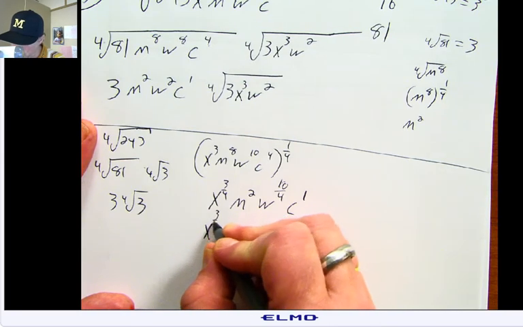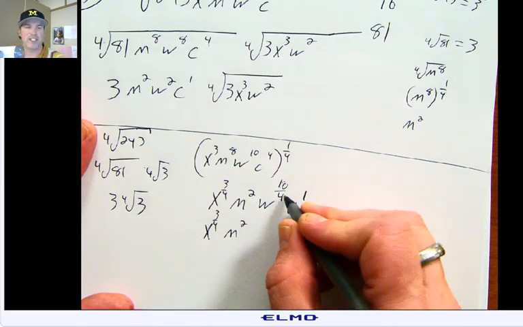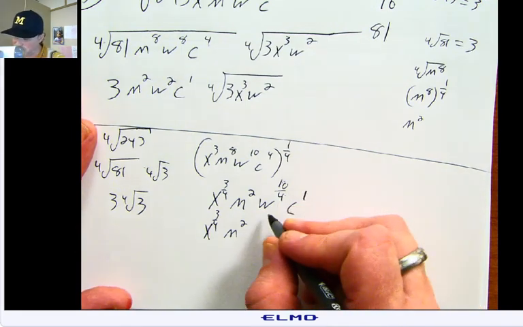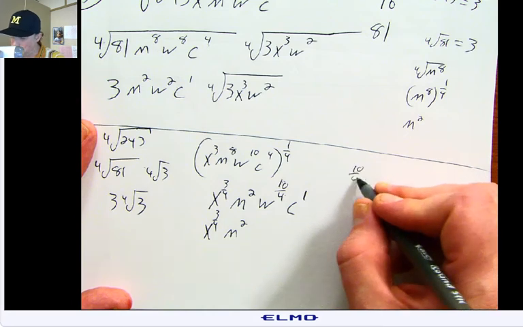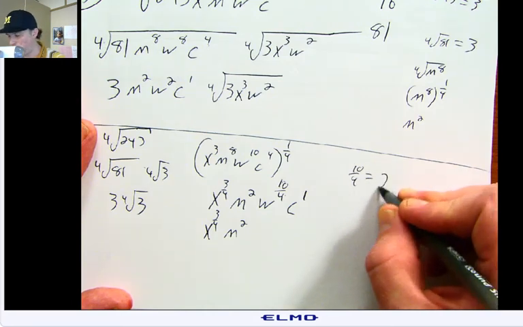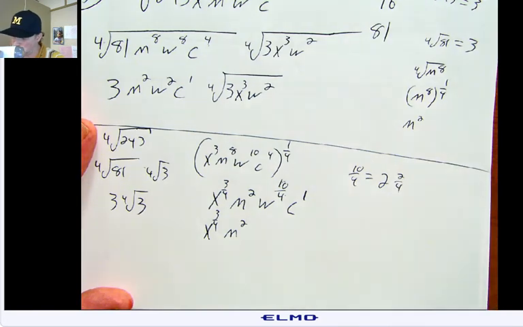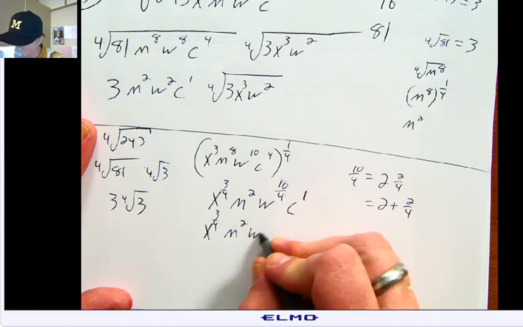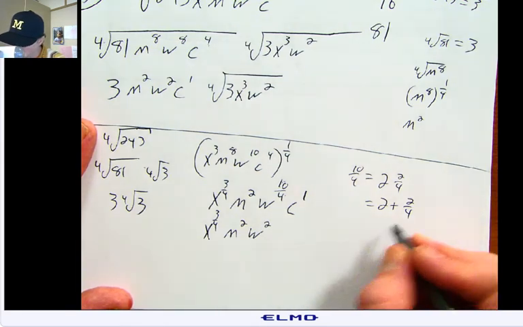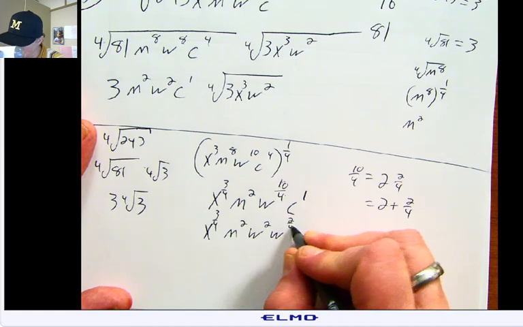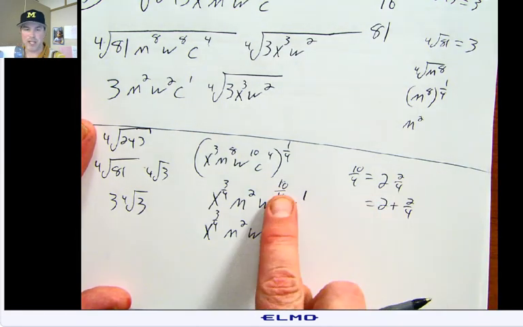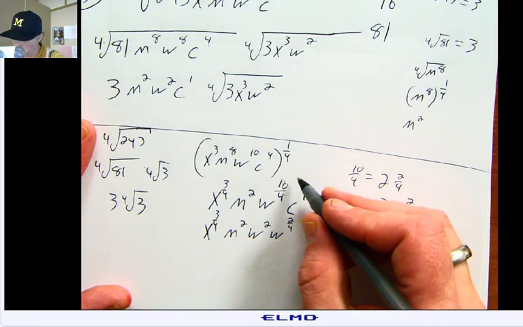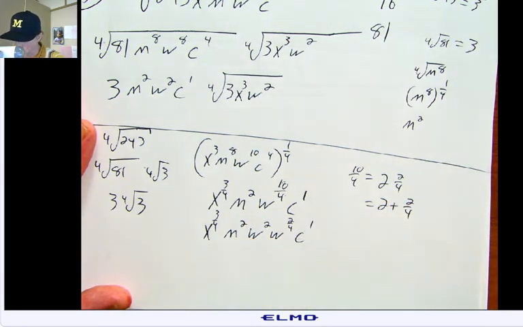Next, keep the 3/4, keep the squared. Now think of this instead of an improper fraction. Let's think of it as a mixed number. 10/4 is the same thing as 2 and 2/4, which is the same thing as 2 plus 2/4. So this could be viewed as w squared and w to the 2/4. So basically I broke up this improper fraction into a mixed number, and then the c to the 1 stays c to the 1.